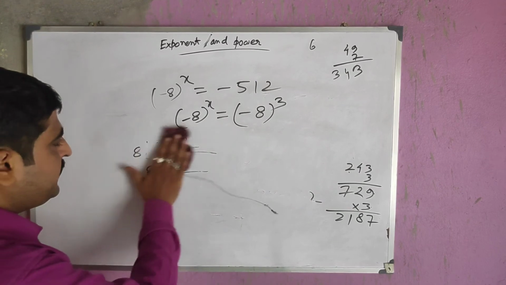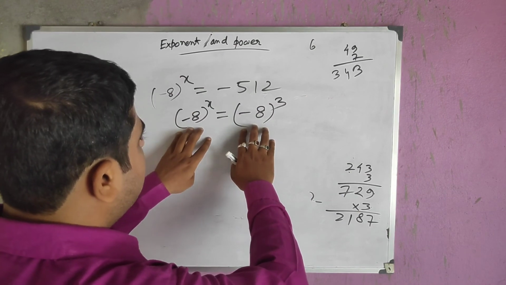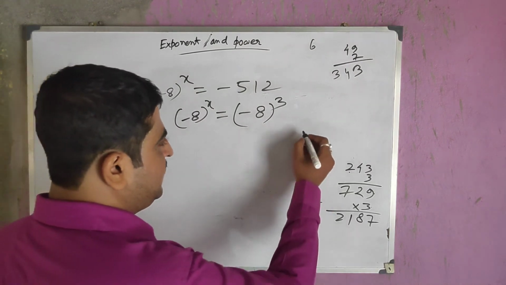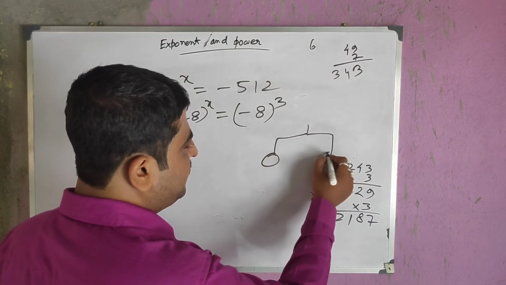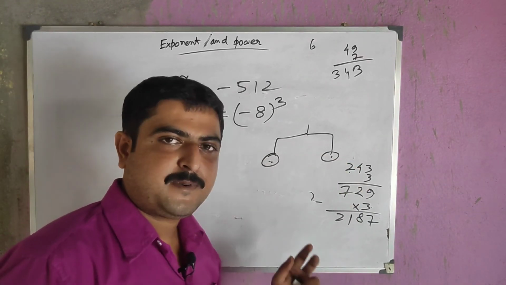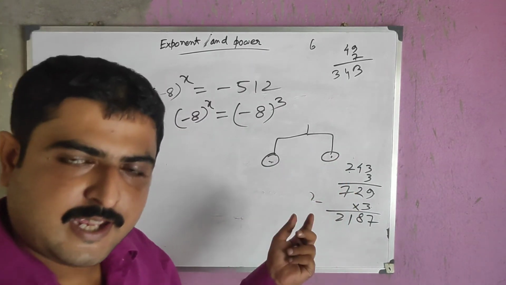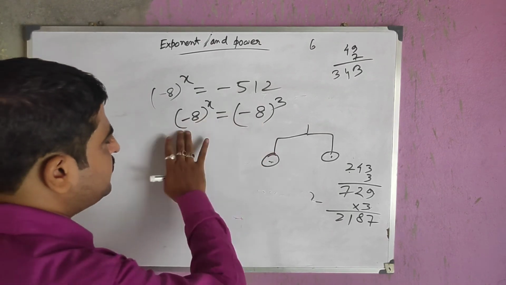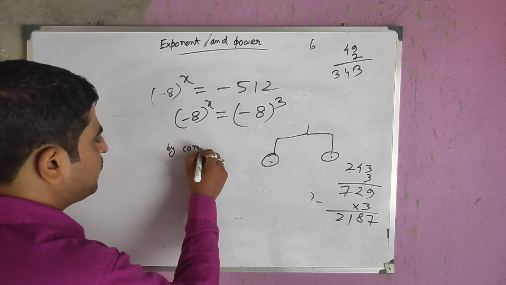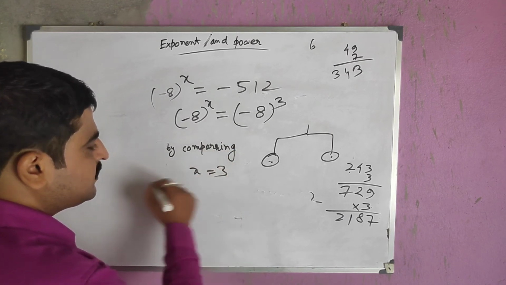As both sides the bases are equal, the powers should be equal, then only we can say this one equals this one. In a beam balance, this side how much weight, that side also that much weight has to be. If we put here 5 kg weight, then here also you have to take 5 kg weight only. So as both side bases are equal, powers should be equal. So by comparing, x equals 3.